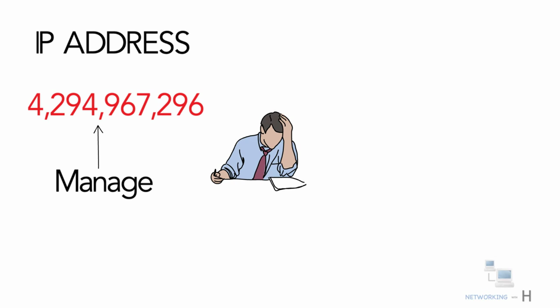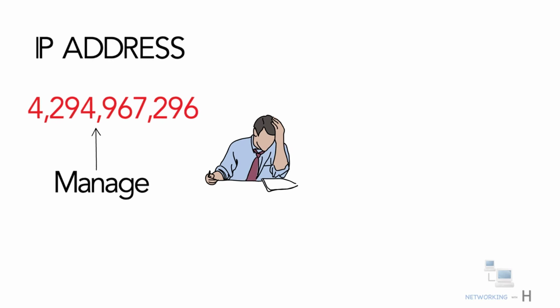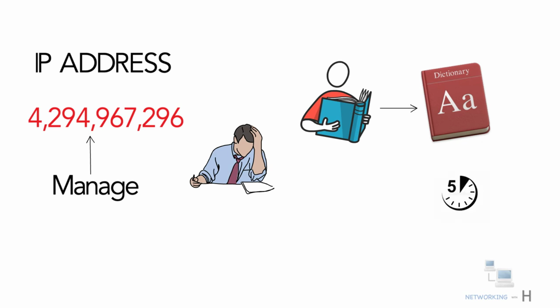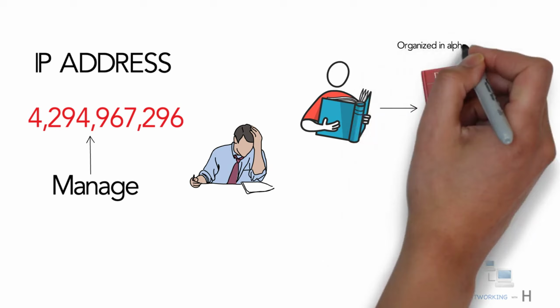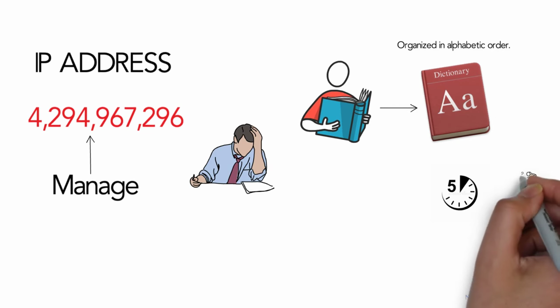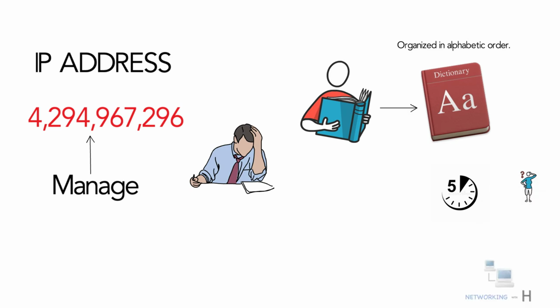Let's understand it with a simple example. If you have to find a word from a language dictionary, how long will you take? Usually you will take less than 5 minutes to find that word. You are able to do this because words in the dictionary are organized in alphabetic order. If you have to find the same word in a dictionary which does not use any sequence or order to organize the words, how long will you take this time? It may take up to 1 week to find that specific word from all the words.